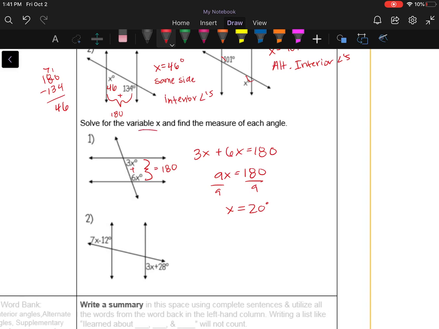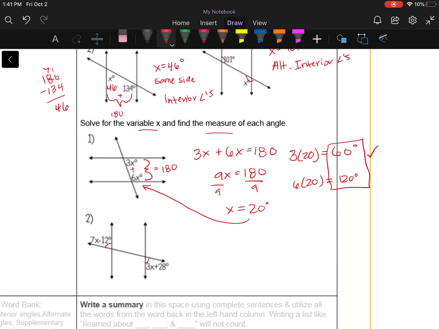We're not done though, right? So find the variable and the measure. So we do 3 times 20 equals 60. 6 times 20 equals 120. I'm just substituting, guys. So the measure of those angles is 60 degrees and 120 degrees. 60 plus 120 equals 180. So it does work. These guys are going to be congruent because they are alternate exterior angles.